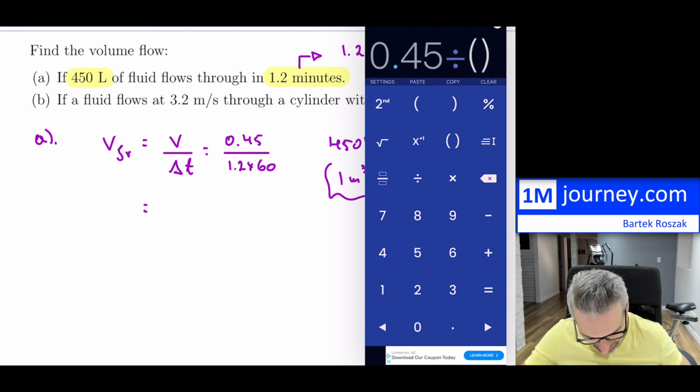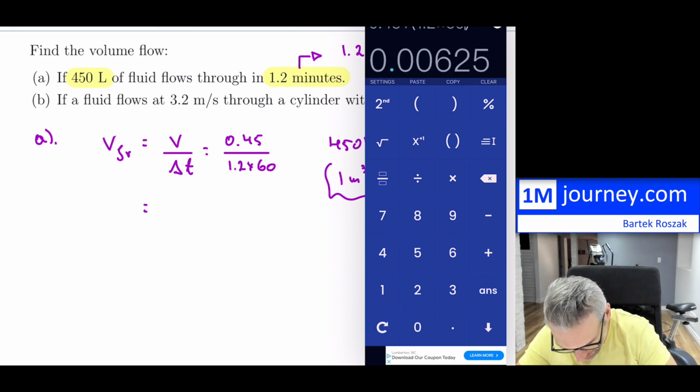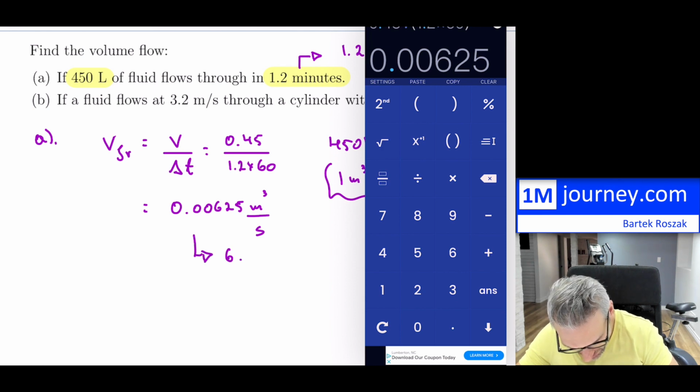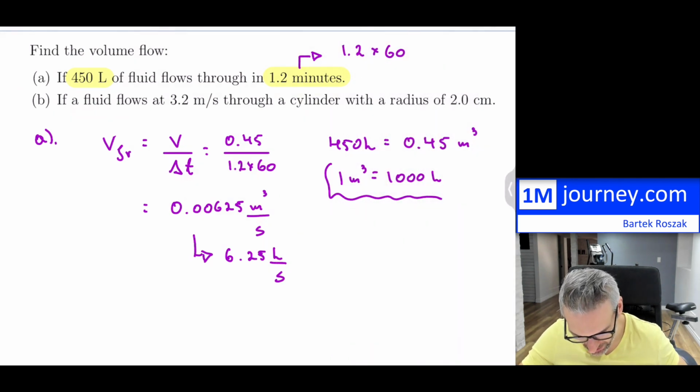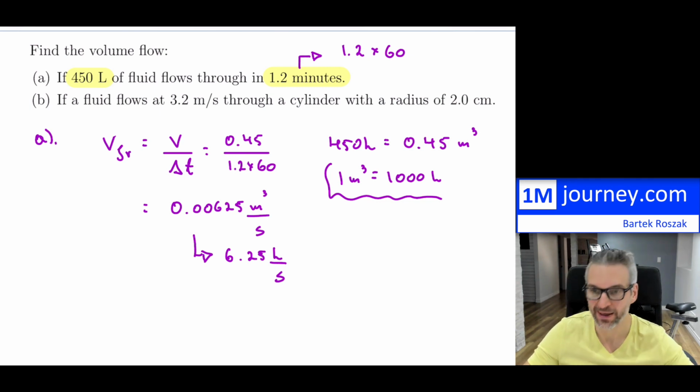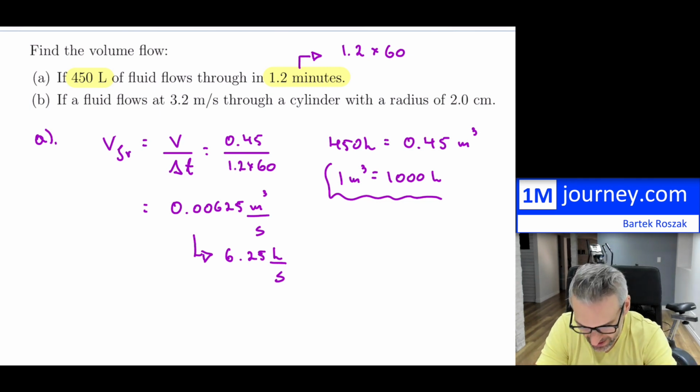0.45 divided by 1.2 times 60 equals 6.25 times 10 to the minus 3, so it's rather small, in meters cubed per second. Now if you wanted it in liters, it's going to be 6.25 liters per second. So there you have it. It looks like there are two significant figures, so you can round that off to 0.0063 if it was 2 sig figs.